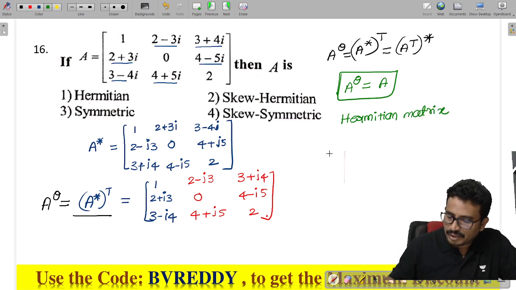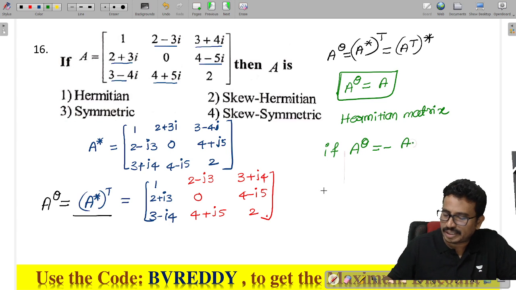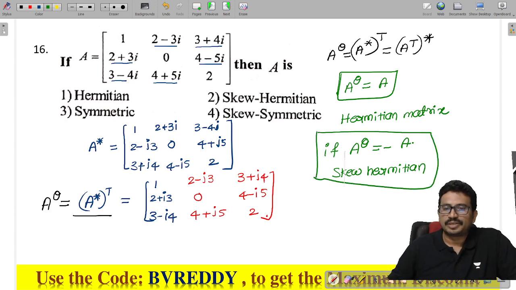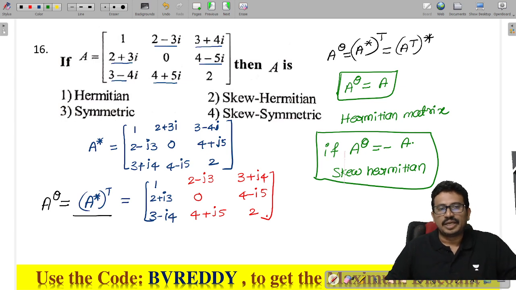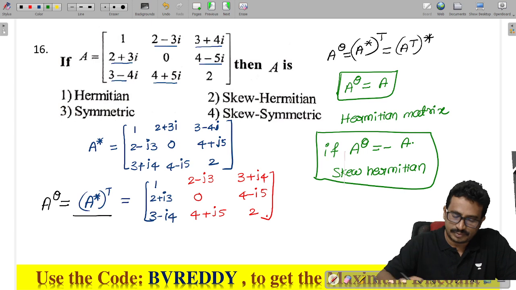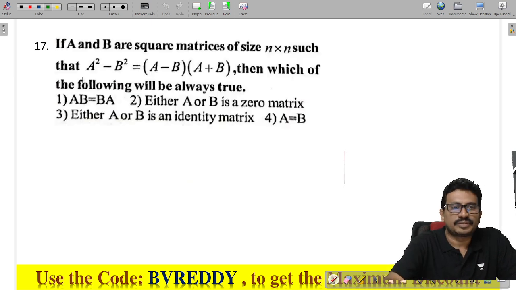And in some other problem, if A theta is equal to minus A, then I can call this matrix a skew Hermitian matrix. Now in this case, A theta equals plus A, so this is a Hermitian matrix. Next problem. So the option 1.